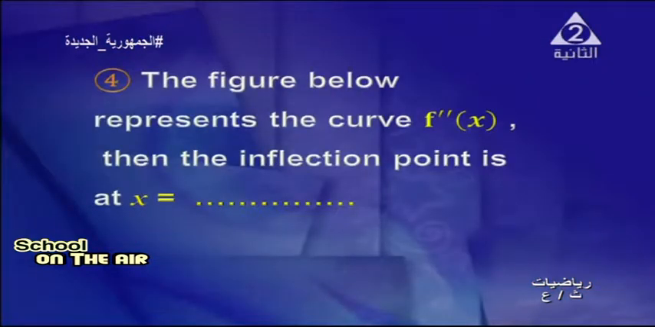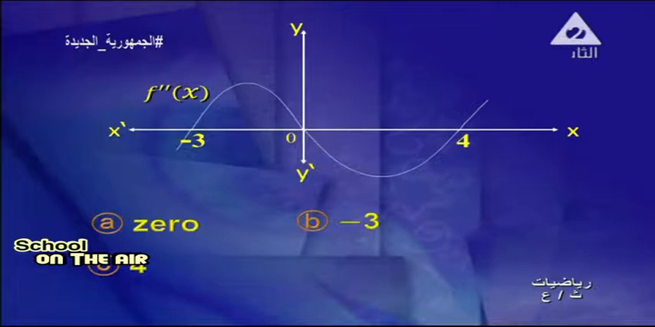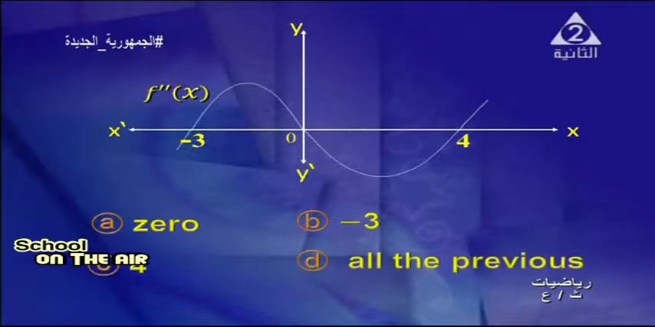Number 4. The figure below represents the curve of f double dash x. The opposite figure represents the curve of the function f double dash x. And what is the inflection point? The inflection point at x equals 0, at x equals -3, at x equals 4, or all the previous are correct.